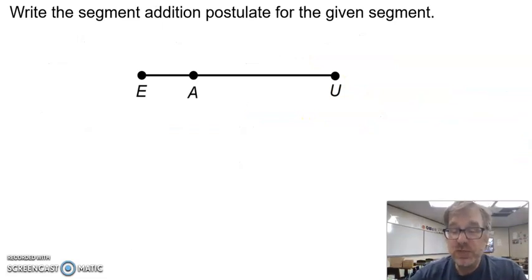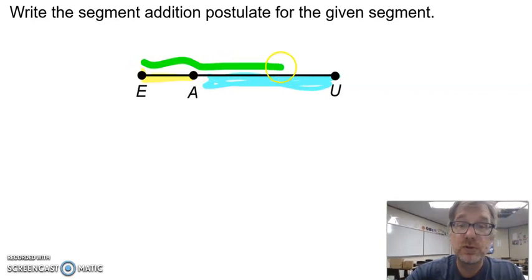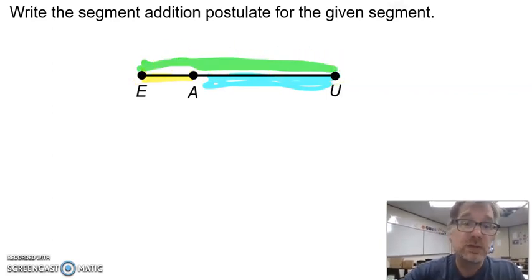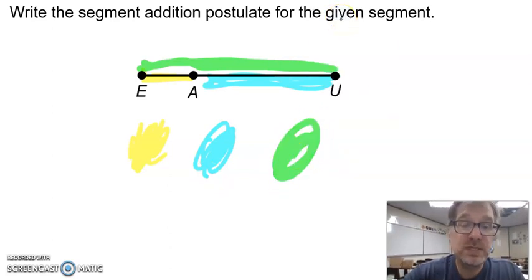We can use the segment addition postulate on this segment because I have 3 points that are collinear, 3 points that are all lined up in a row. I know the front part plus the back part equals the whole thing. The front part in yellow plus the back part in blue equals the whole thing in green. Part plus piece equals whole. Yellow plus blue equals green.